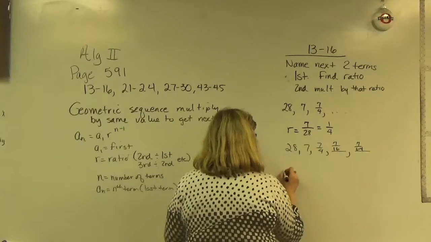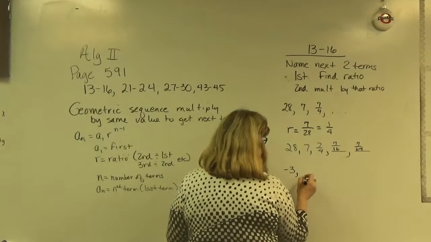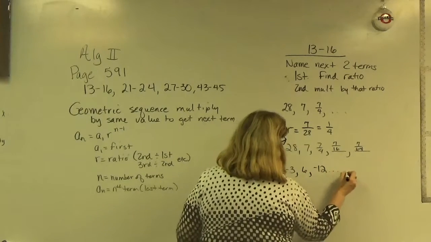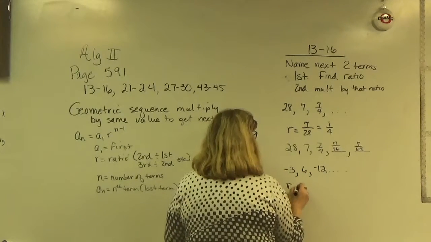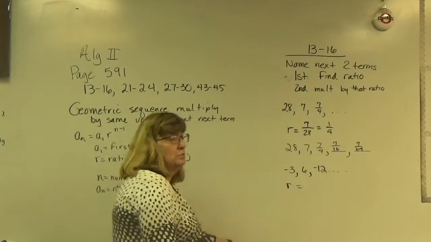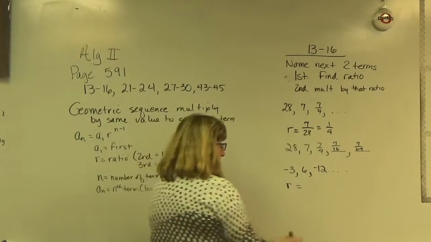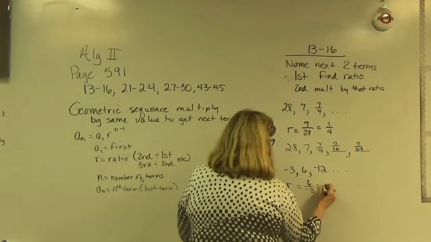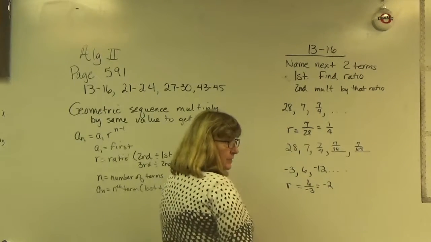Here's another one for good measure. Let's go with -3, 6, -12, and so on. So the first thing you do is find the ratio. How do I find the ratio? Second divided by first. So that would be a -2, and that one simplifies nicely.